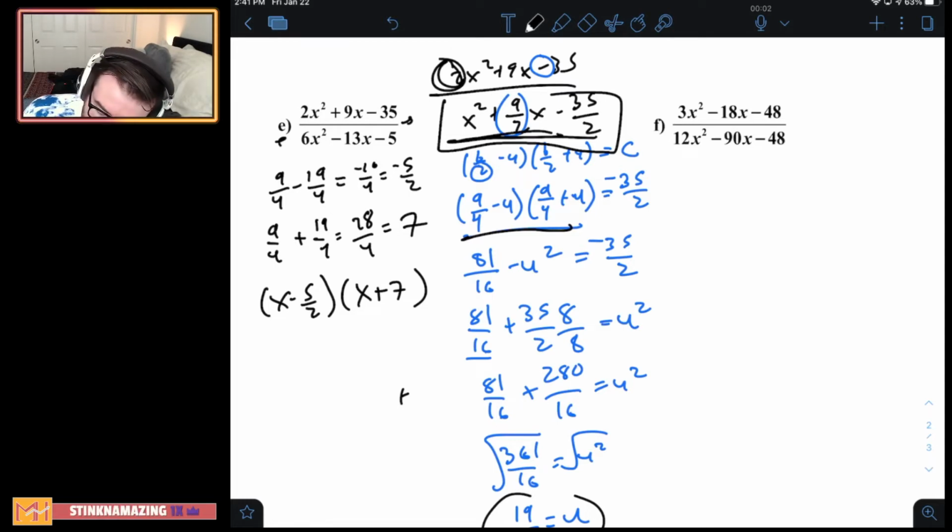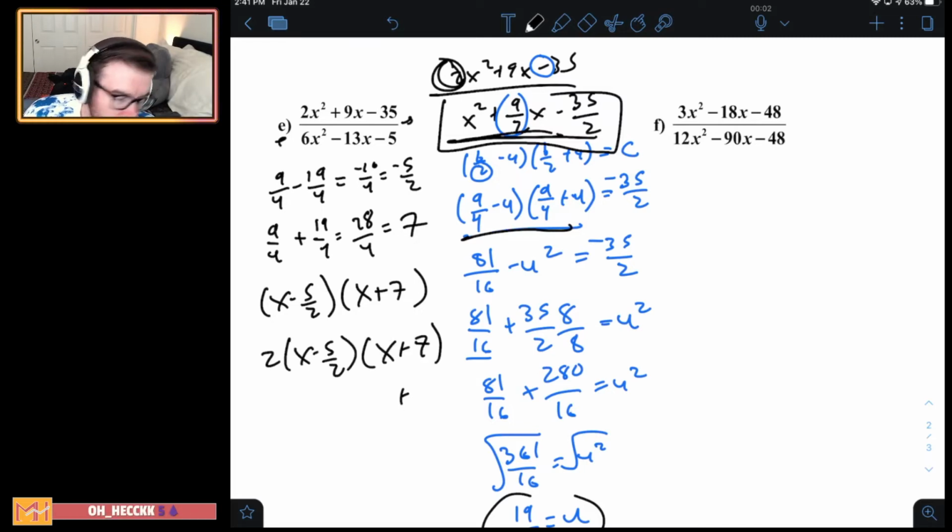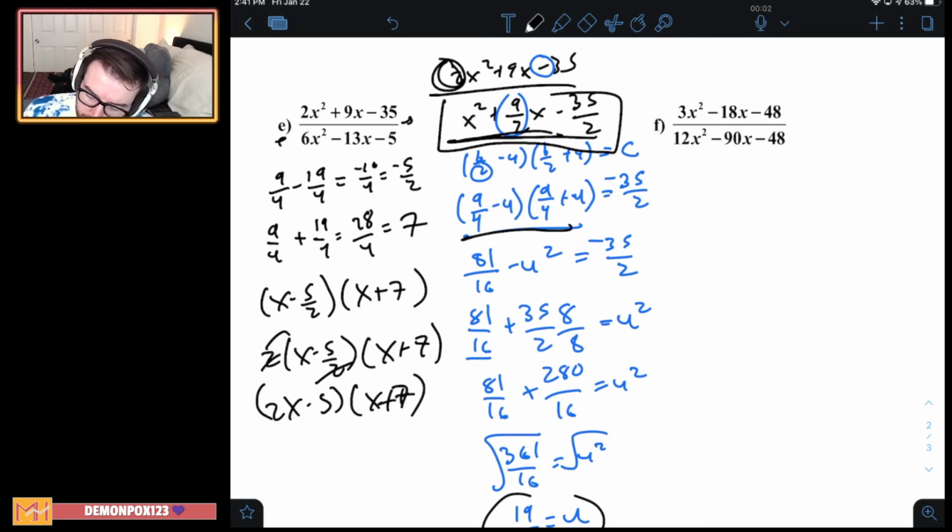It's still there. So when you multiply it back in, you end up with 2x minus 5, because the 2's cancel, times x plus 7. So this just factored into 2x minus 5 times x plus 7.